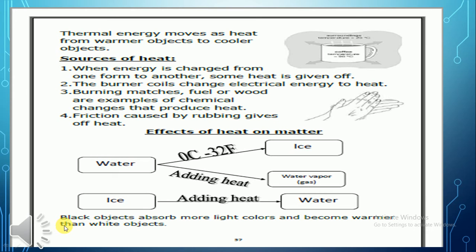So let's say again that black objects absorb more light colors and become warmer than white objects. How, teacher? If you remember last session we talked about light and we said that light has 7 colors. So the dark or black objects absorb all the 7 colors, all the light, and absorb all the heat and become warm. But the light or white objects reflect the whole colors of the white light. So the white objects reflect the whole colors, so they don't become hot. So if it's a hot day, you're supposed to wear white colors, not black.